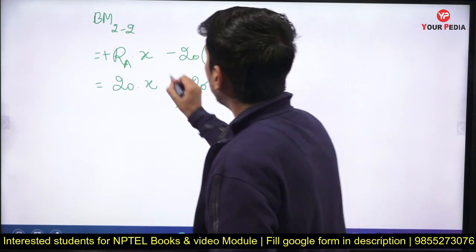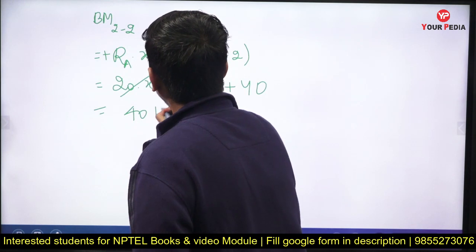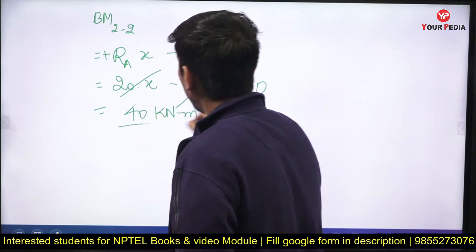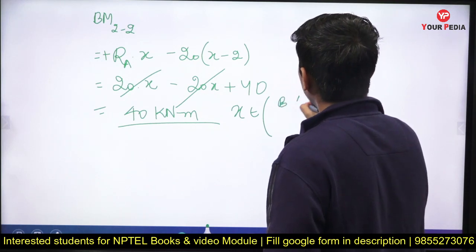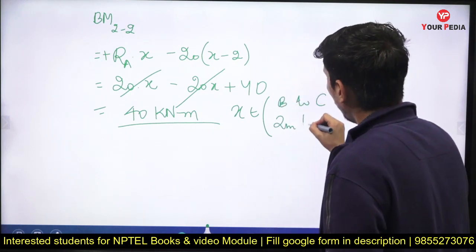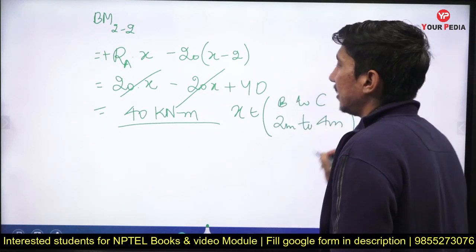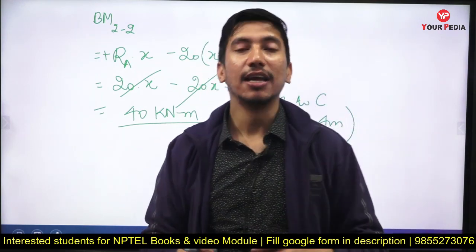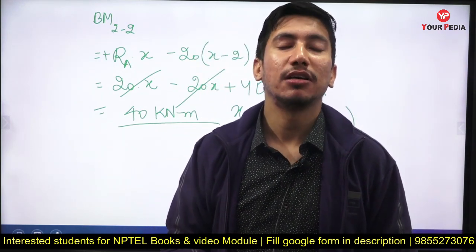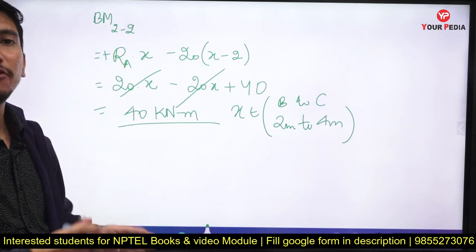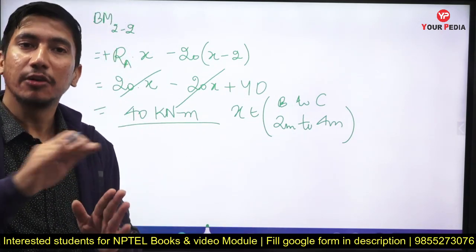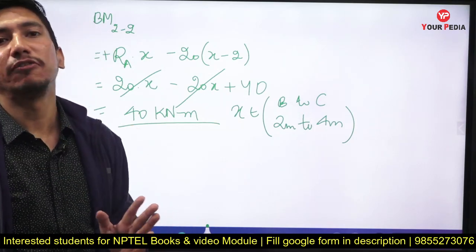The 20x terms will cancel out, and this becomes 40 kilonewton meter. From here we can see that this is valid when x belongs to B to C, or 2 meter to 4 meter. So in BC span, the variation of bending moment will be constant because there is no value of x here. It will not be linear or parabolic or anything, it will be constant. It will have the same value of 40 kilonewton meter.